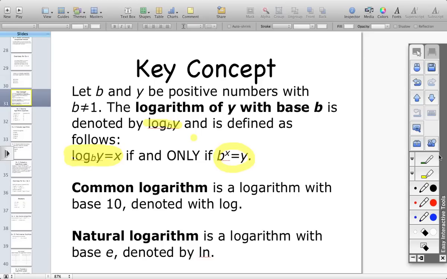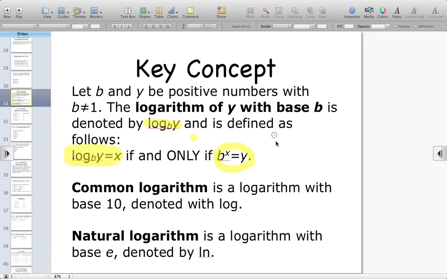So let's give a quick example. We're going to have some examples here in just a minute, but to give you an idea, if I say log base 2 of 8 equals 3, that means 2 to the 3rd power, here's b, here's x, is equal to y. 2 to the 3rd power, 2 times 2 times 2, is equal to 8.